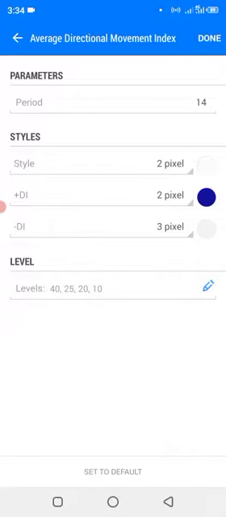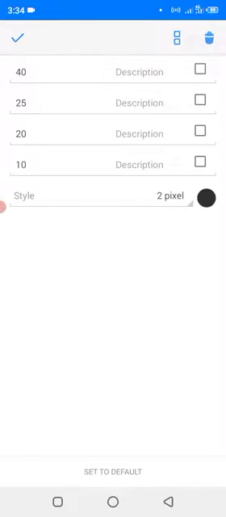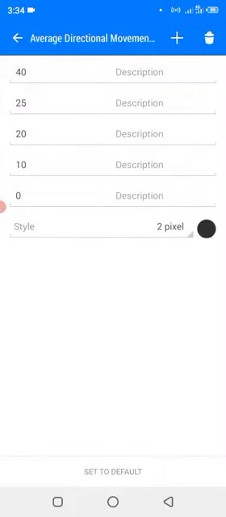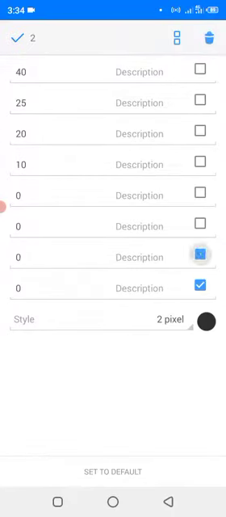The plus D1 is 2 pixels and the color of my choice, and the minus D1 is white background, no color. And the levels, this is what I have on the level. If you don't know how to set the level, this is how to set the level. You click on this button to add, and you click on this button to delete.